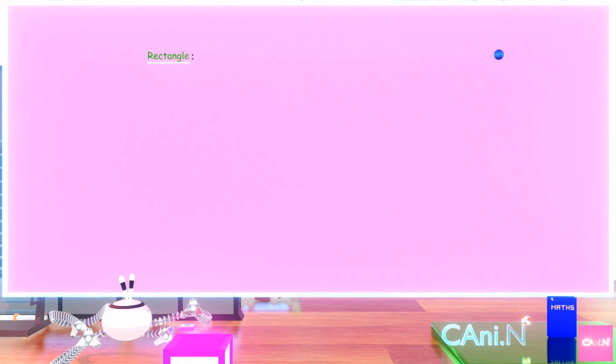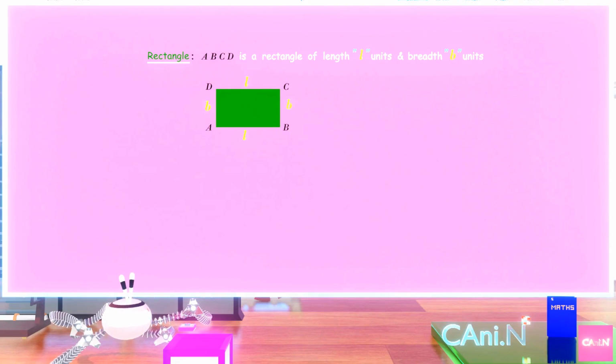Rectangle. Here, ABCD is a rectangle of length L units and breadth B units. We know perimeter of rectangle equals 2 into length plus breadth, and area of rectangle equals length into breadth. Perimeter of triangle. Consider triangle ABC with sides A, B, and C units. So, perimeter of triangle equals A plus B plus C.